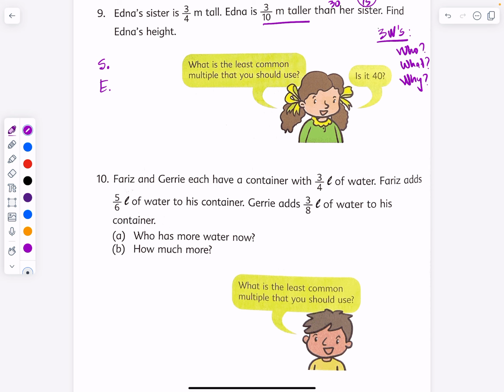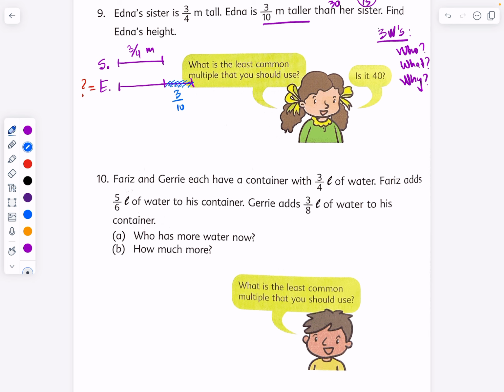What do we know about sister's height? That she is 3/4 of a meter tall. Edna is 3/10 of a meter taller. My friends, do we make shorter bar, longer bar, or same bar for Edna? Well, of course, if Edna is taller, she deserves a taller bar. And there will be some difference, correct? This is the difference between their height. And they told us that the difference is 3/10. And what is the question? Find Edna's height. This is the question.